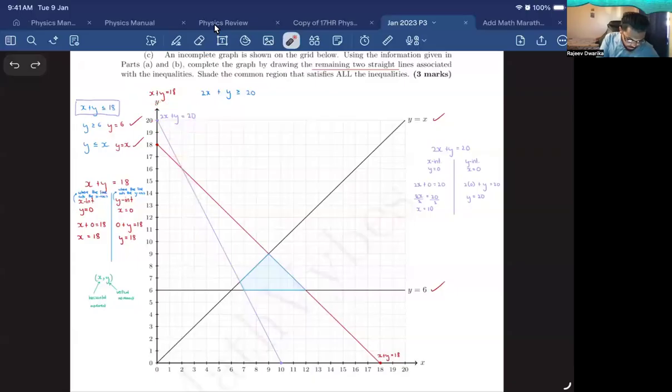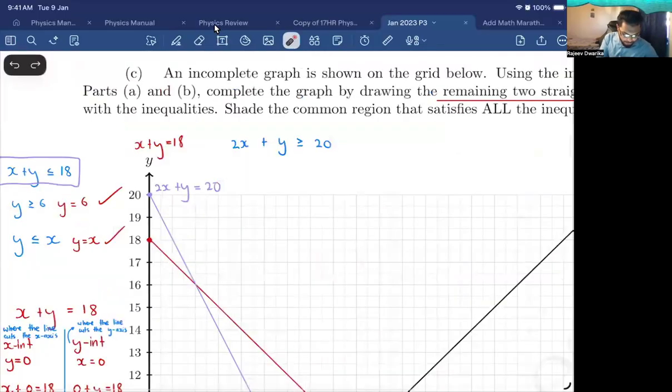No, still don't get that. 2x plus y equal to 20. Now, what you told me just now, that's the equation, right? The inequality was 2x plus y is more than or equal to 20. Understand? Oh, right. Yes, sir.